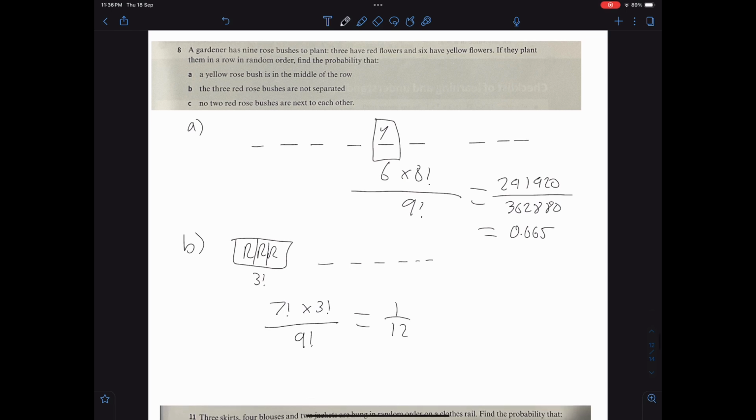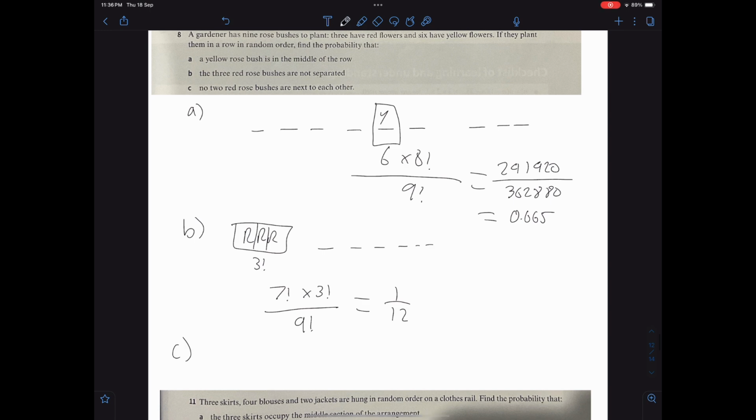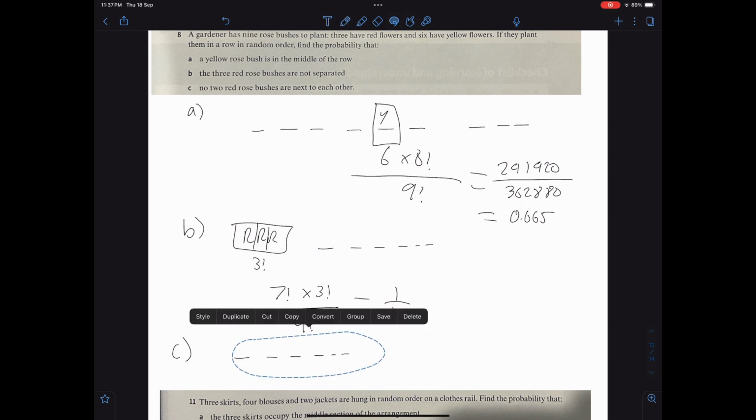And that gives us 1/12. C, no 2 red rose bushes are next to each other. That's when we separate them. So we'll clear out our yellow ones.